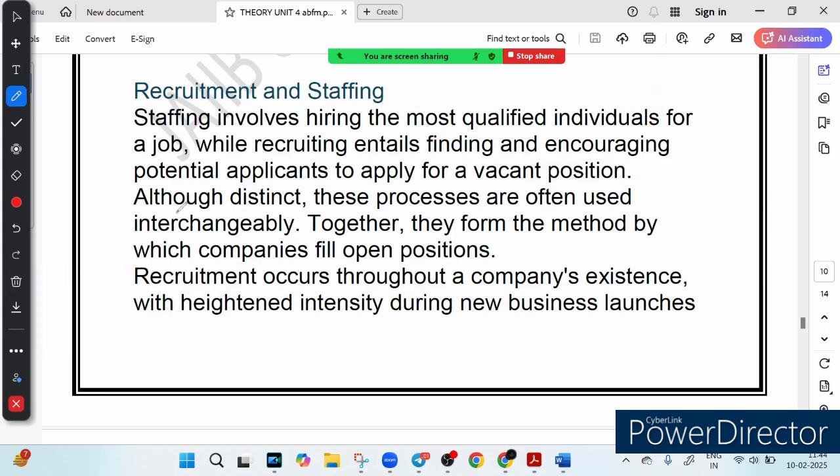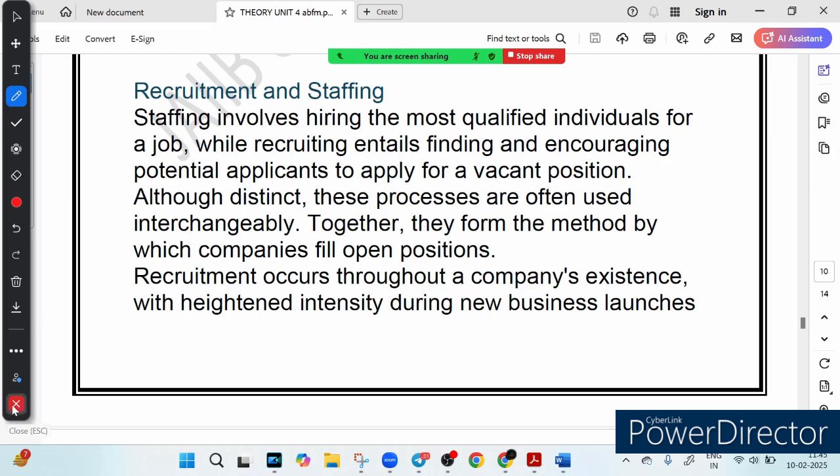So let's see a real life example for engagement. Imagine starting a new business or launching a big sale event. You will need extra managers to handle the rush. This is when recruitment and staffing effort goes into high gear. So understanding these factors can help you better grasp the complexity of staffing in an organization. So what is the difference between recruitment and staffing? Recruitment is about finding and attracting candidates, while staffing is about selecting the best fit for the job. That's the difference.